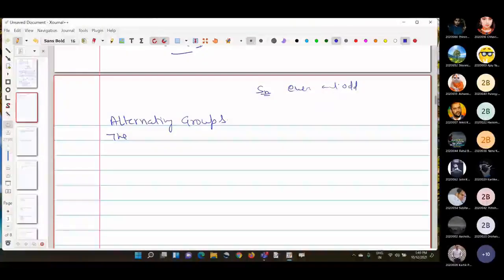So the question is what kind of interesting subgroups we can extract from it. One of the famous subgroups of Sn are the An, and these are called alternating groups. It contains the even permutations of Sn.